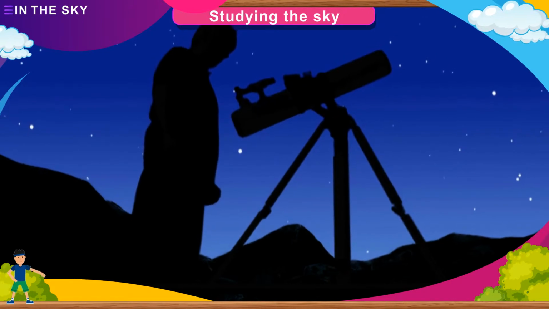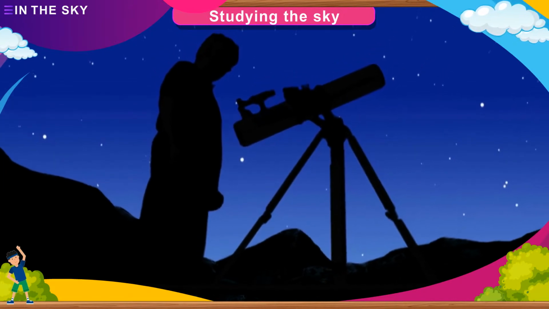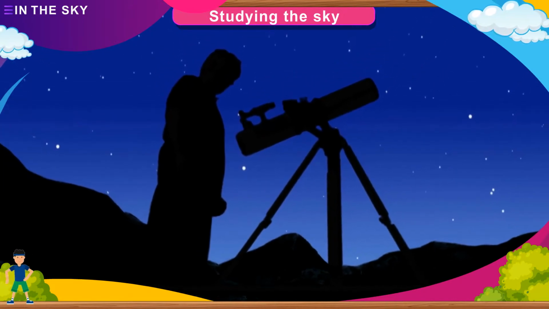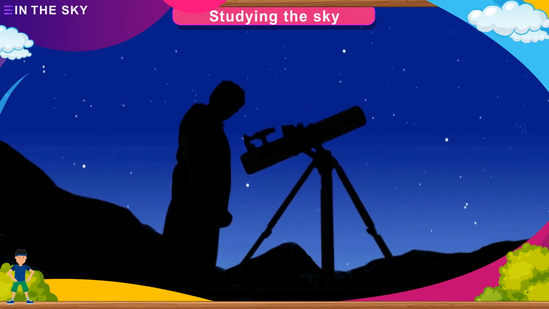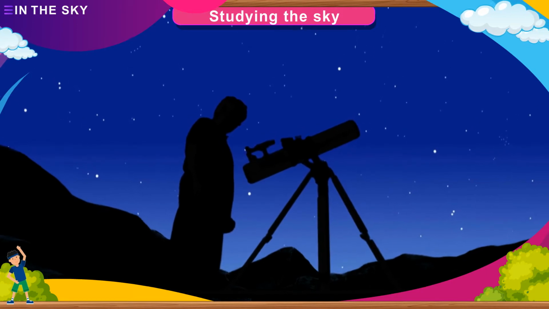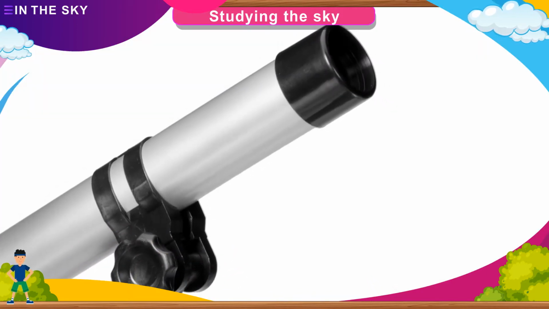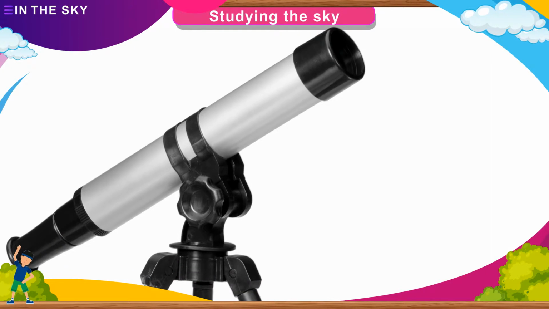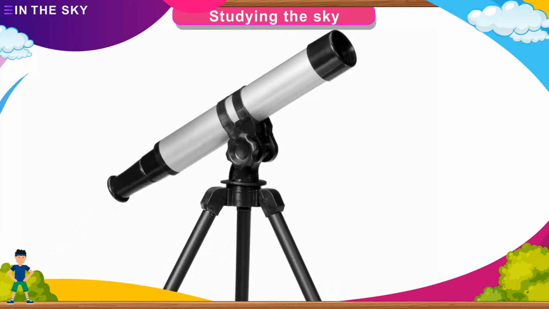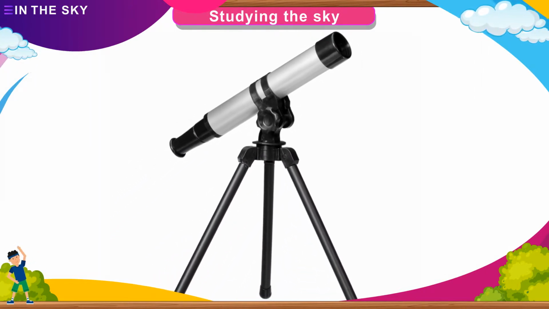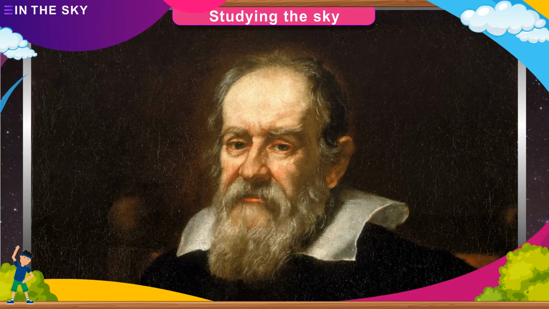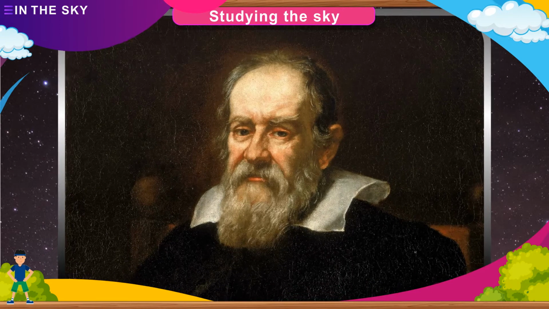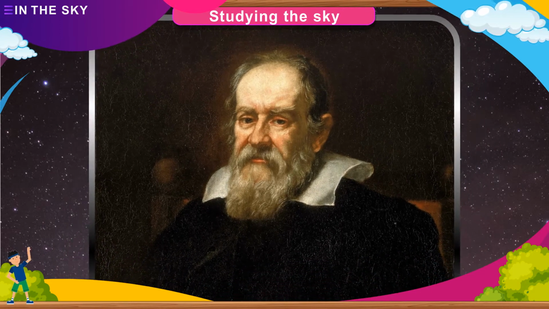Studying the sky. Scientists who study heavenly bodies, like the stars, planets, moon, etc., are called astronomers. The stars and the planets can be seen in much larger size and more clearly through an instrument called the telescope. Galileo Galilei, an Italian scientist, made the first telescope.